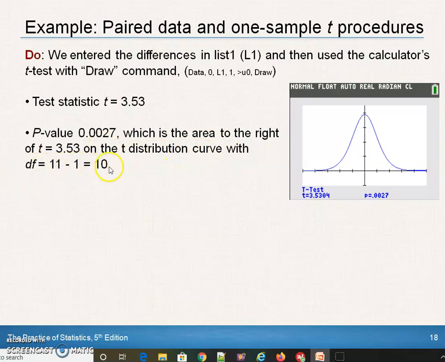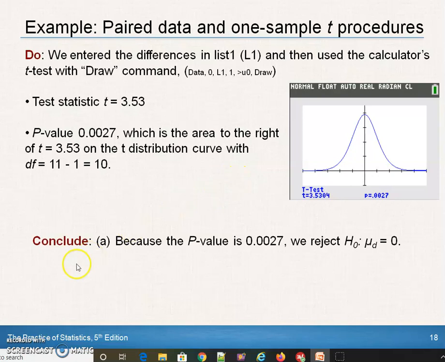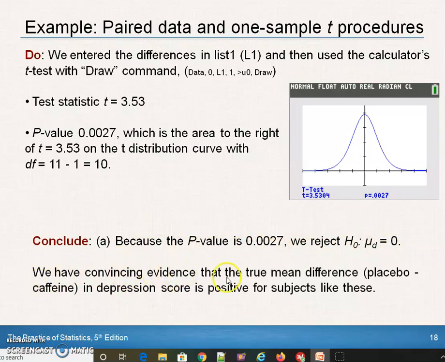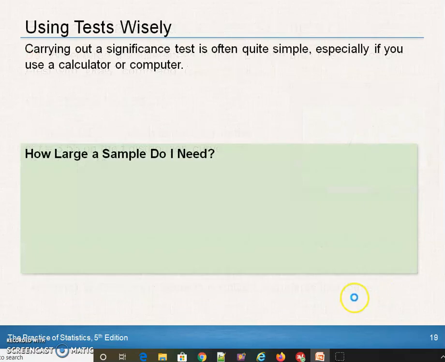11 minus 1, or 10, is the degrees of freedom. Because the p-value is really small, and it's smaller than 0.05, which is what we're used, the alpha, then we reject mu sub d equals 0. In other words, we reject that there is no difference. We have convincing evidence the true mean difference, placebo minus caffeine, in depression scores is positive for subjects like these.